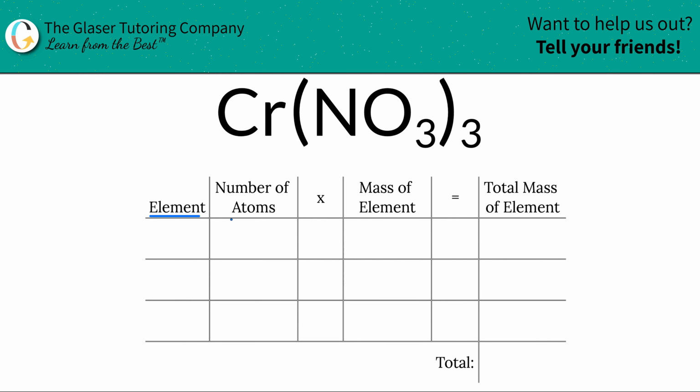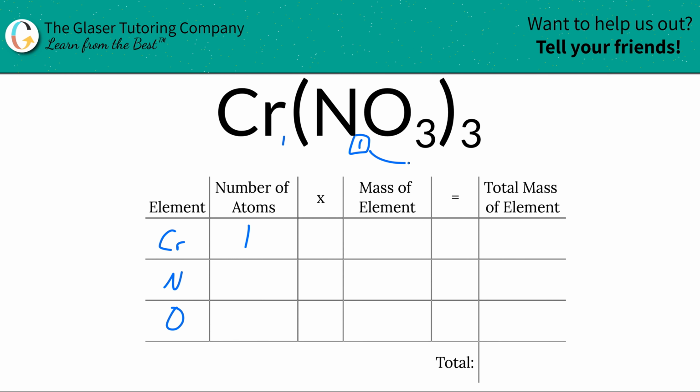Bam! So the first thing I'm going to do is write down the elements I see in the compound, right? So we see chromium, Cr, we see nitrogen, N, and we see oxygen, O. Next is then to take into account the number of atoms of each element we have, and we have one chromium there, right? If there's no subscript, that means that there is a value of 1. So there's 1 chromium. Nitrogen, there's also a value of 1, but wait a minute, nitrogen is inside of this nitrate polyatomic anion, and you have 3 of those polyatomic anions, so therefore you'd have 3 nitrogens, right?